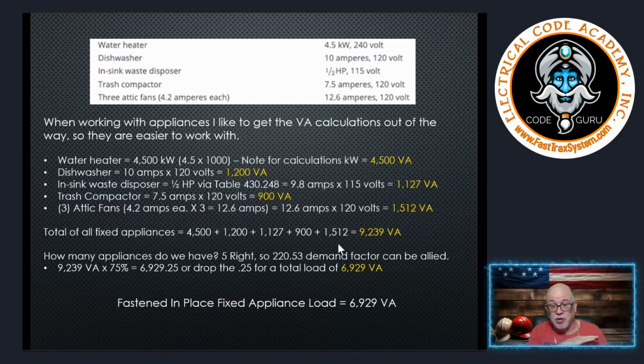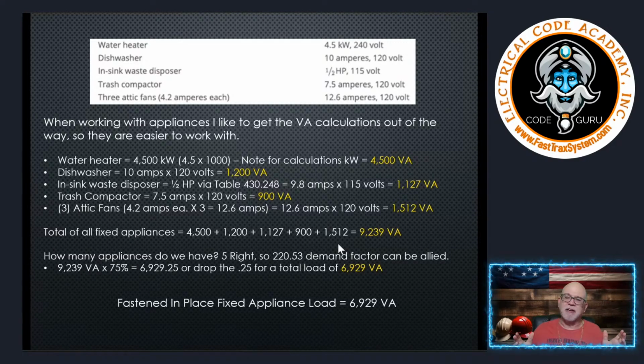And if it was okay to do it for the hots, why can't we do it for the neutral? Many people miss that, so I want to make sure we do it. So I'm taking that 4,739 times 0.75, and that gives me 3,554.25 amps. Okay, now, a lot of times I teach students, when it comes to the neutral, to put the full amount. I mean, put 3,554.25.